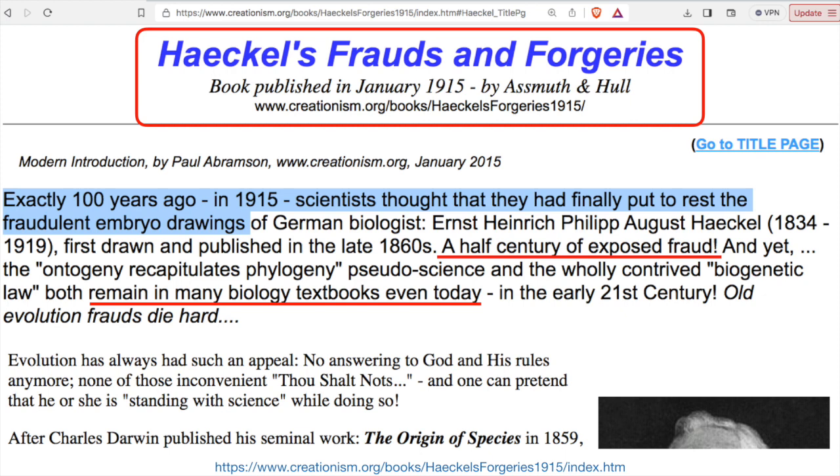You can download the whole book at creationism.org. And this was the preface to the book. It says exactly 100 years ago, in 1915, scientists thought they had finally put to rest the fraudulent embryo drawings, and a half a century of exposed fraud. But it goes on to say that ontogeny recapitulates phylogeny, that's our evolutionary pattern, and the pseudoscience and the wholly contrived biogenetic law both remain in many biology textbooks even today. And that was in 2015.